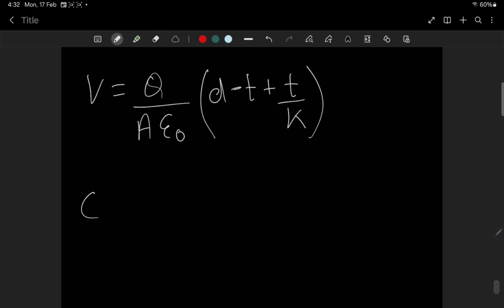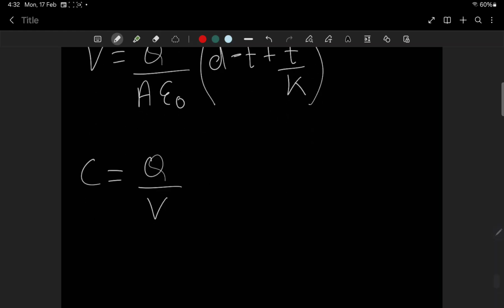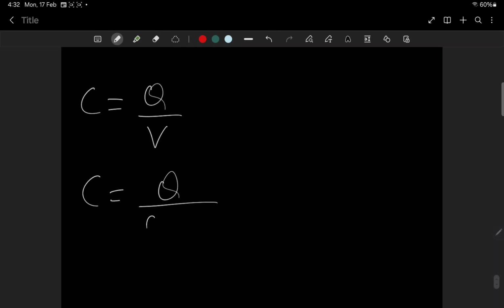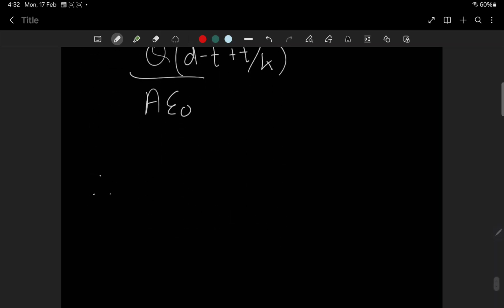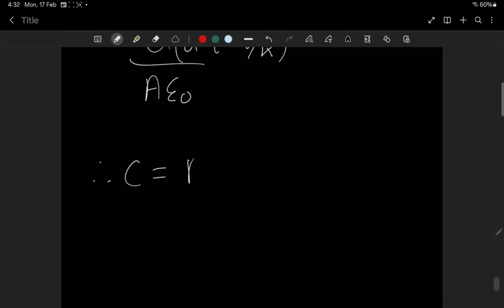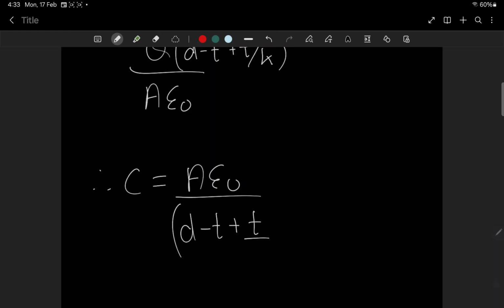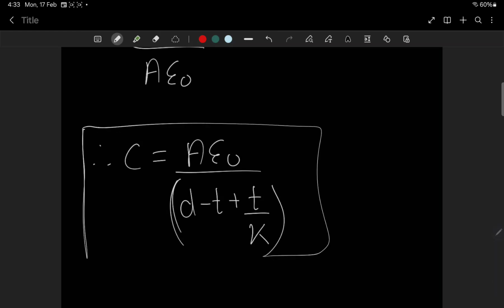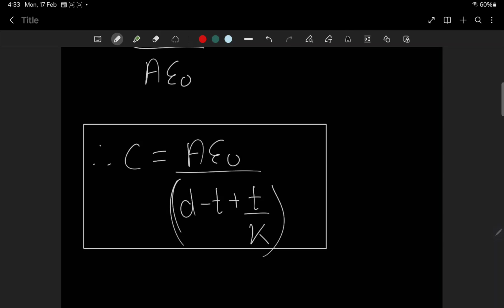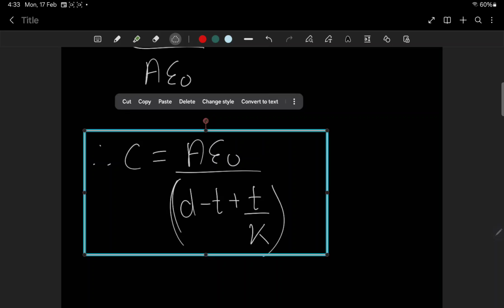Right? Now what will be the capacitance? Q by V. Therefore C is equal to Q by Q into D minus T plus T by K by A epsilon 0. Cancel it. Therefore capacitance when a dielectric is between them is A epsilon 0 by D minus T plus T by K. Very important derivation. If you understand this chapter properly, you can easily derive the same.